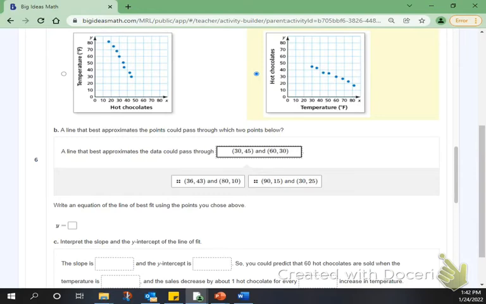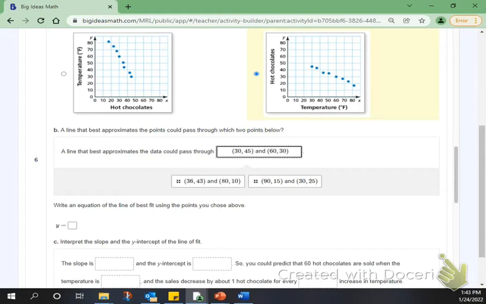Because these are actually points that are plotted on that scatter plot. For the other two choices, those points weren't plotted on the scatter plot. So the likelihood that the line of fit passes through those points is pretty slim. All right, do you see why we chose these 2 points? 30 and 45 and 60 and 30, both are points on that scatter plot.